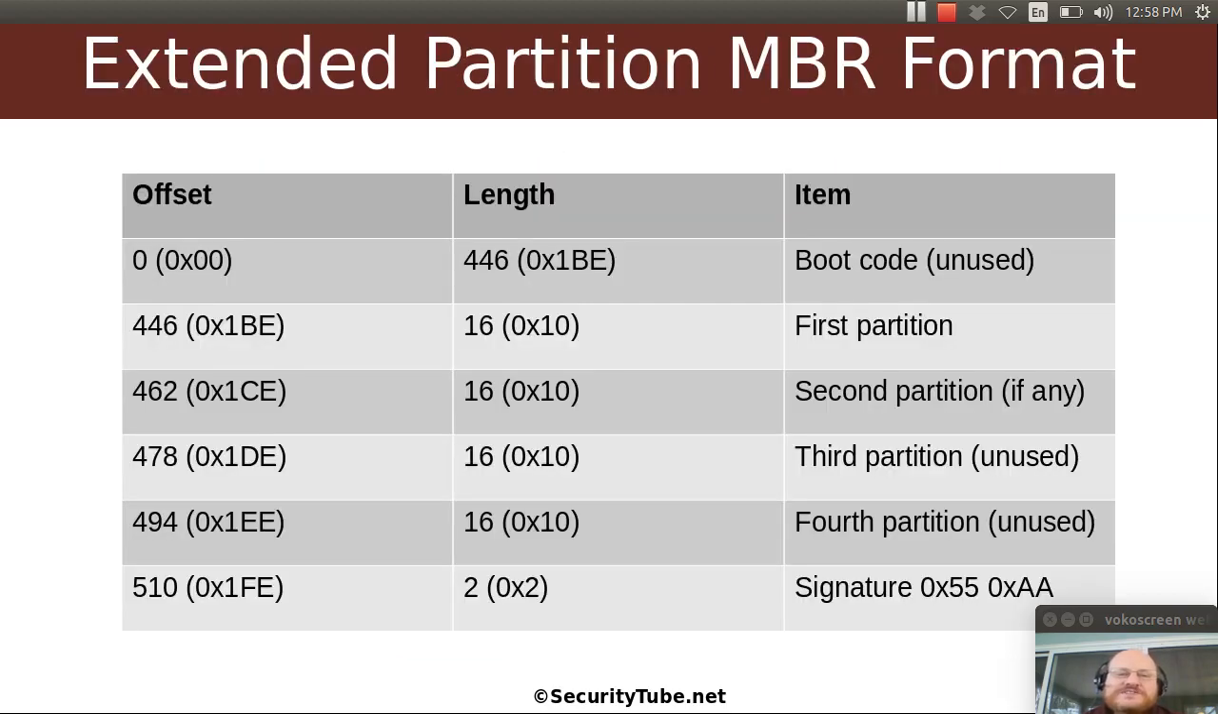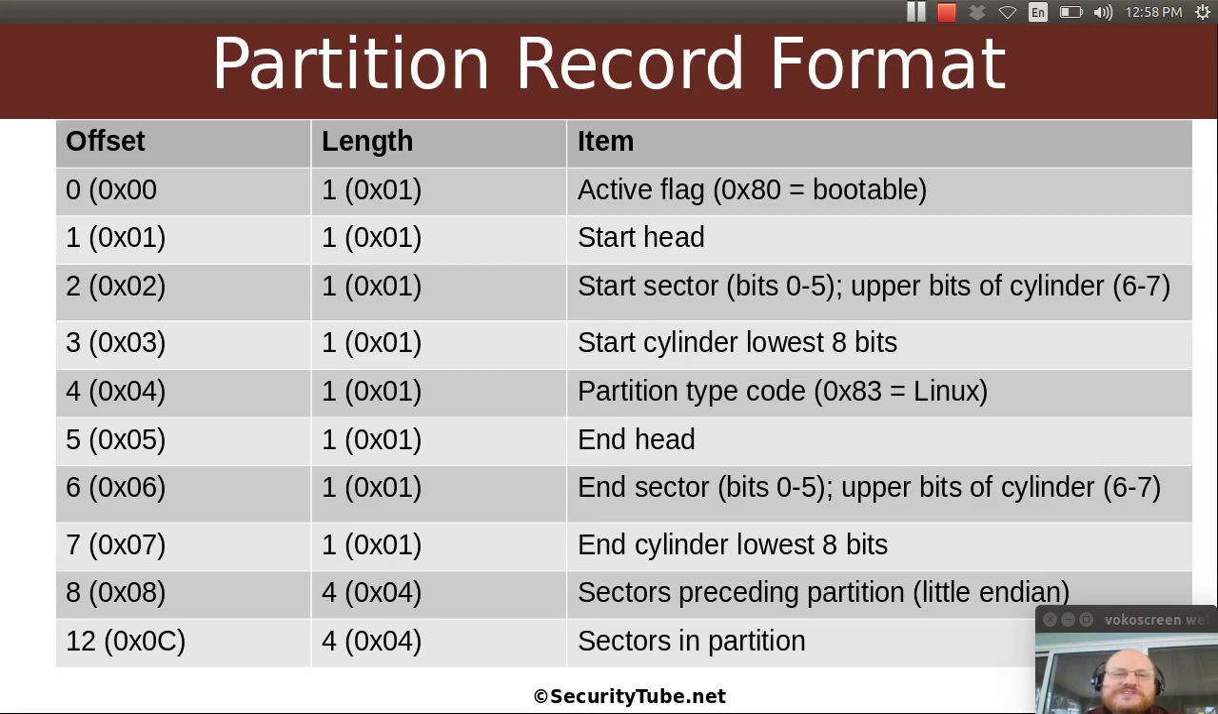So what does this extended partition look like? This MBR, if you will? Well, it looks exactly like a regular MBR. It starts with some boot code. In this case, it's not really used for anything. And then you have your first partition, and then a second partition, if any, followed by a bunch of zeros and your signature 55AA at the end. And each partition record looks the same as what we had before.